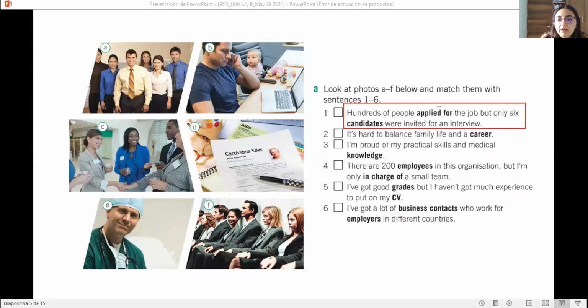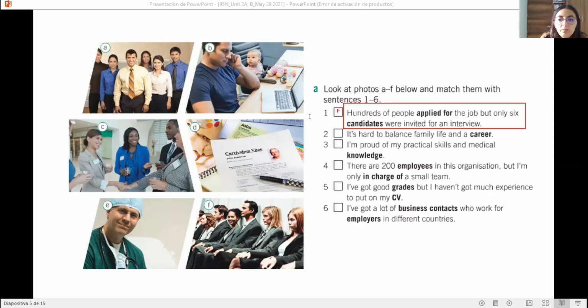So the first one we have: hundreds of people applied for the job, but only 6 candidates were invited for an interview. Which picture corresponds to this sentence? What do you think? F. Thank you, Brian. It's definitely letter F, right? We can see some candidates right there waiting for their interview. Yes, we have letter F.